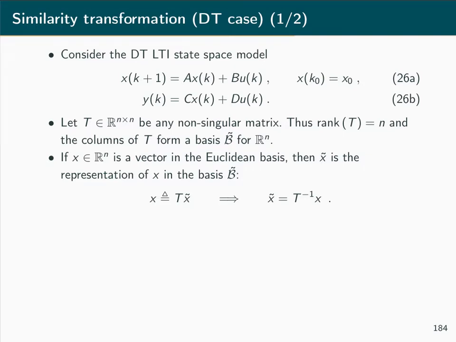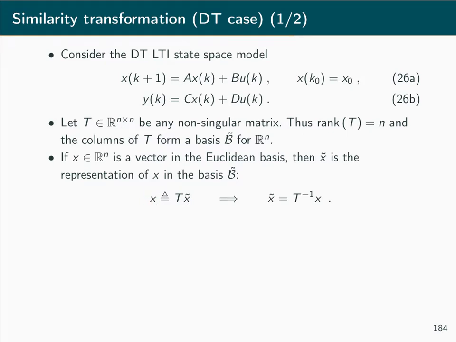As we know from the change of basis, if x is any vector in the Euclidean basis of Rn, then x tilde, which is defined as follows, is the corresponding representation of x in the basis B tilde, which is defined by the columns of the matrix T. Namely, x tilde is defined in such a way that if T is multiplied with x tilde, we get the vector x. And that's because from the basic mechanics of matrix vector multiplication, each entry of the vector x tilde multiplies the corresponding column vector in the matrix T in order to obtain the vector x.